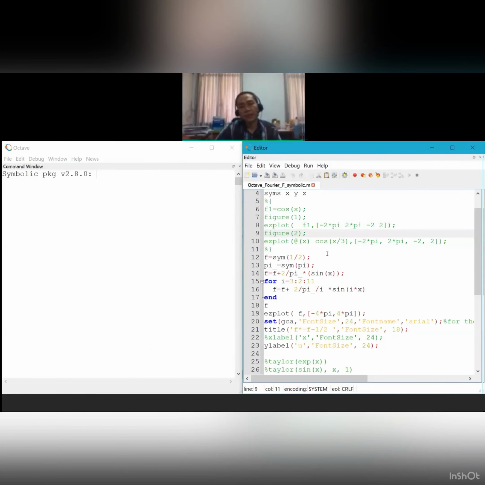Because this is symbolic programming, it takes some time. Because this is free software, but when you run MATLAB, the result comes quite fast, even though they are symbolic programs. So Octave takes a bit of time.